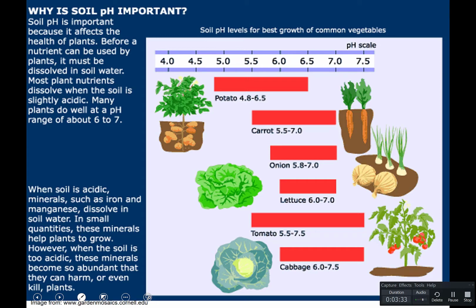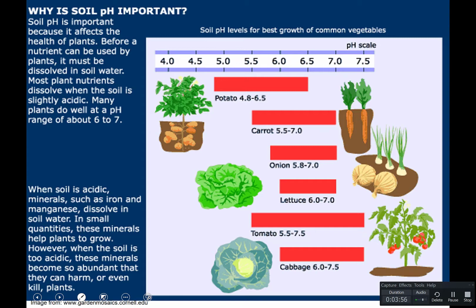Onions 5.8 to 7. Lettuce has a fairly narrow range between 6 and 7. Tomatoes 5.5 to 7.5, and cabbage 6.0 to 7.5. So what you'll notice is that each of these crops has a different range of pHs that the soil can be that allow the plant to grow.